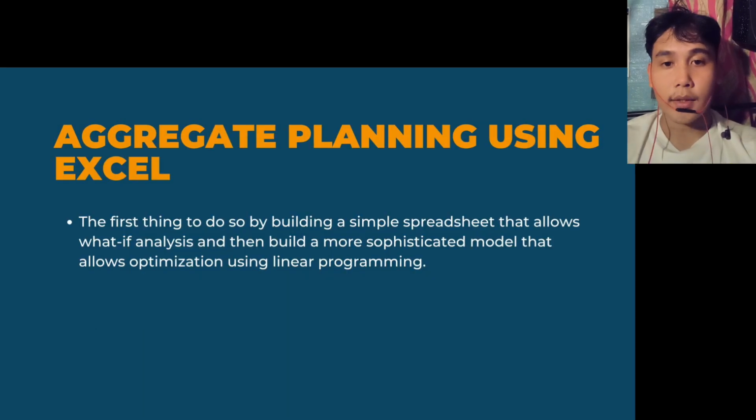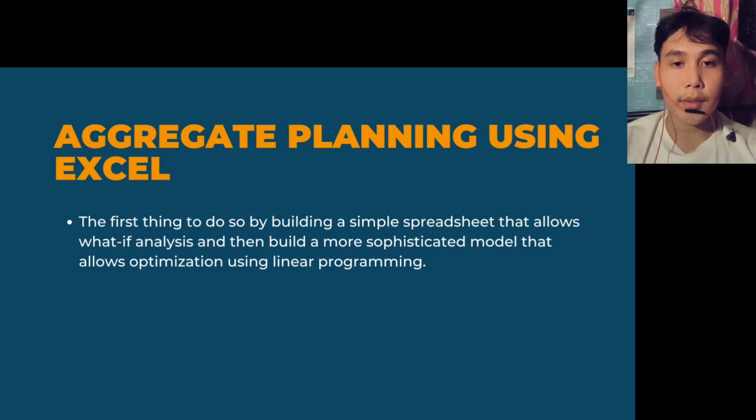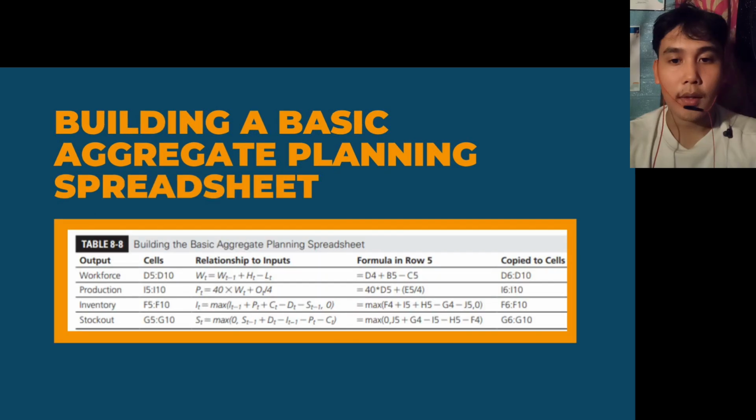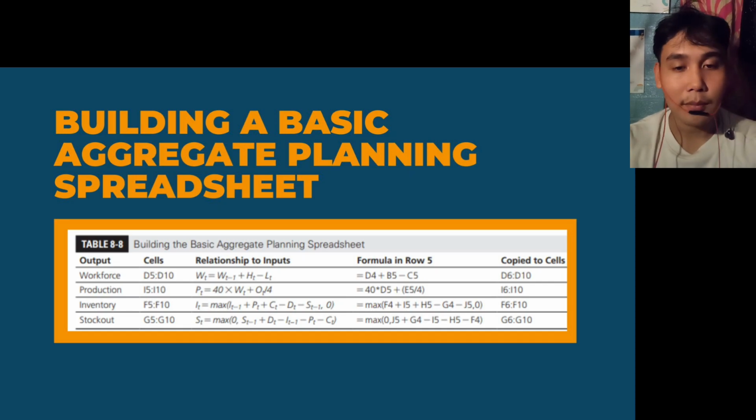Once we understand the theory and the mathematical models, we need to transition into practical applications. This brings us to aggregate planning using Excel. When handling complex logistics and operations research problems, the first thing we do is build a simple spreadsheet. This basic setup allows us to conduct what-if analysis to see how different decisions impact our supply chain. Once that baseline is established, we can build a much more sophisticated model that utilizes linear programming to optimize our plans. Now, let's look at how we construct that initial baseline.